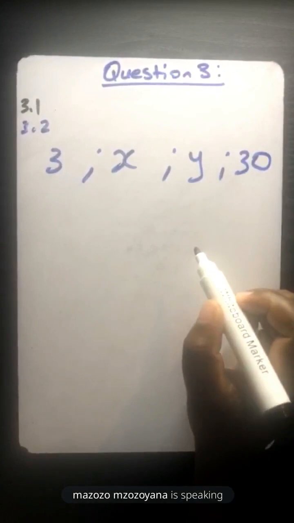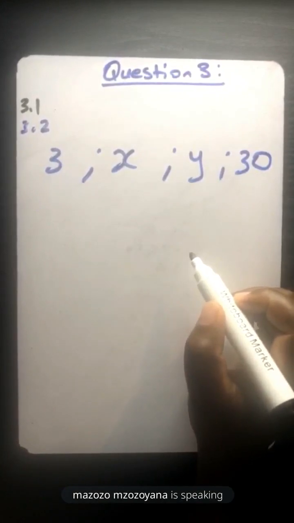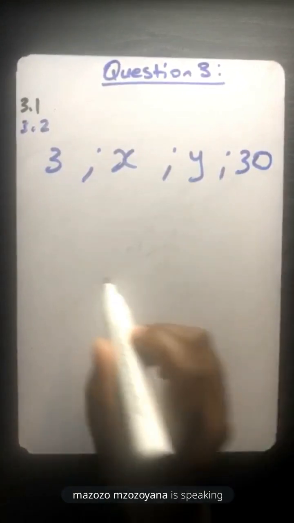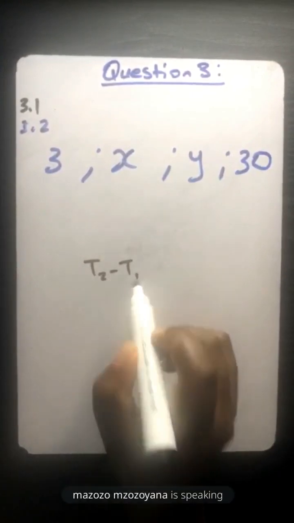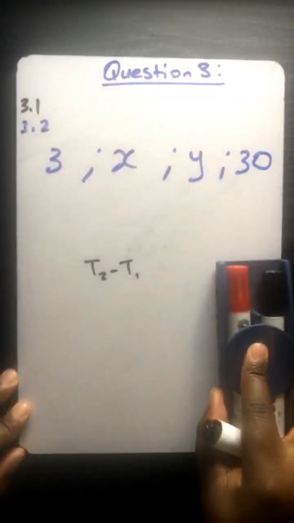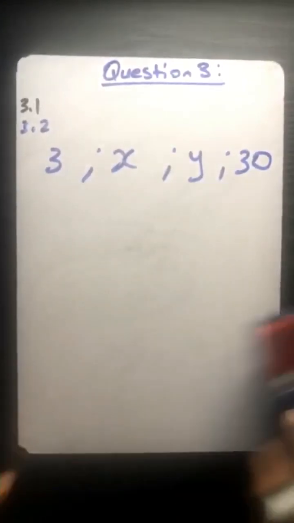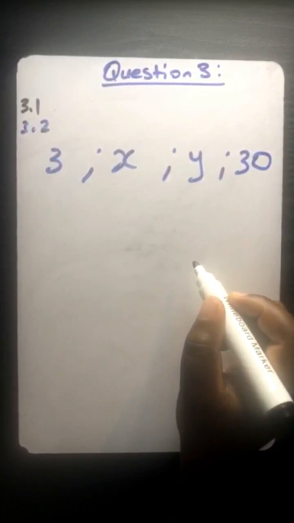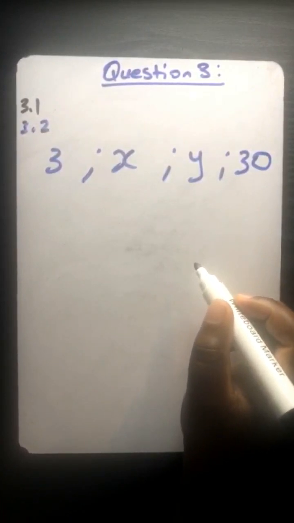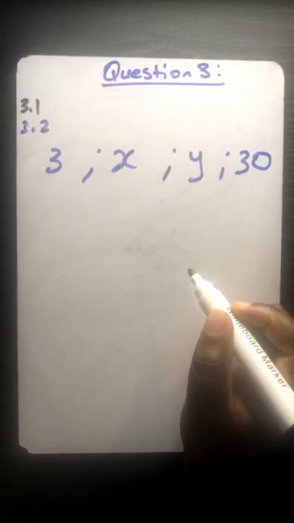Okay, so I think we're going to use that formula that says T1, about T2 minus T1, something like that. T3 minus T2. Okay, 100%. So remember, guys, this is what I wanted you guys to remind us.